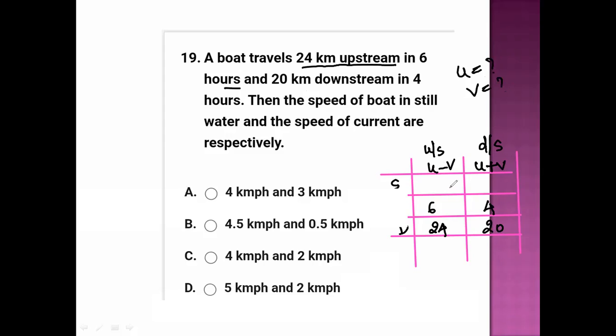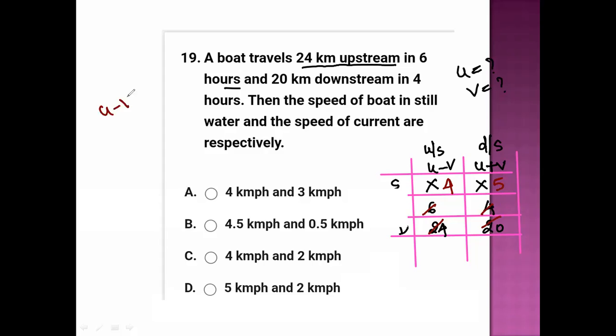So they are asking for u and v. Very easy. We know that speed is equal to distance by time. So the upstream speed will be simply 24 divided by 6. 6 fours are 24, so this will become 4. Similarly, 4 fives are 20, so this will become 5.